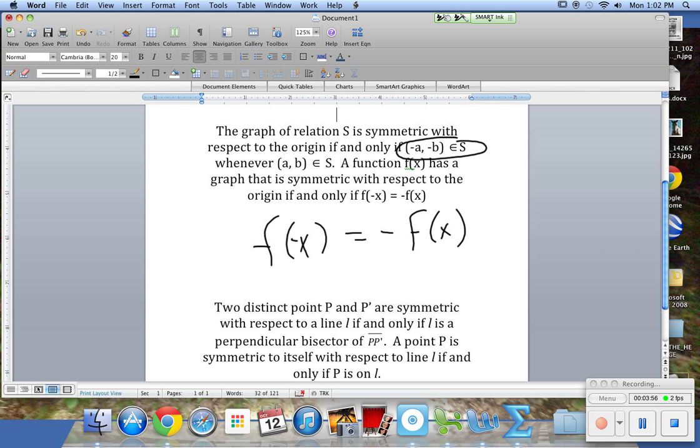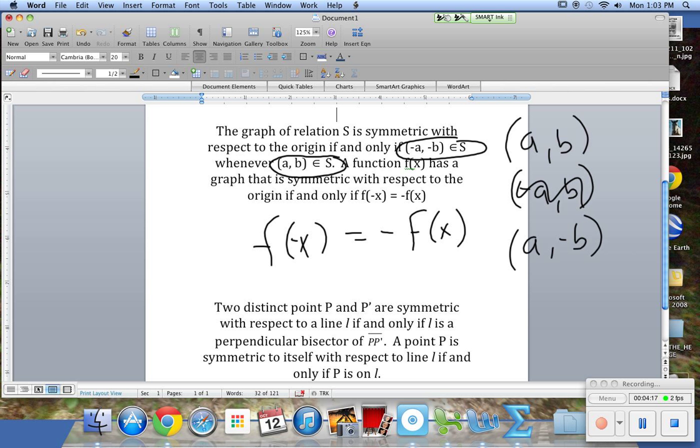Now, it doesn't mean that it's always a negative a, negative b compared to an (a, b). It could be (a, b) and then (negative a, b), meaning there's a symmetry there. Or instead of this, it would be (a, negative b), and we could show symmetry there. So essentially what it says is if these two are within a set, then we can show that they're symmetric.